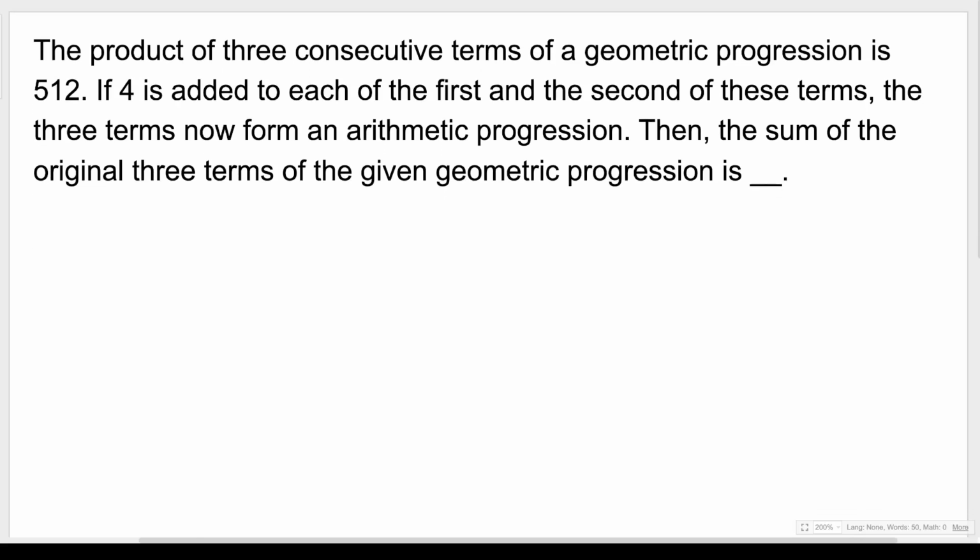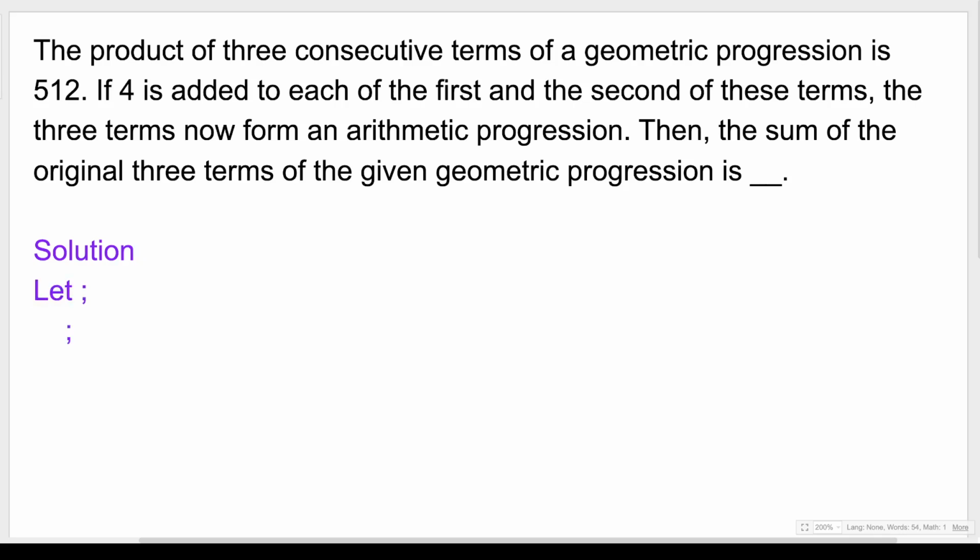Given this problem statement, the product of three consecutive terms of a geometric progression is 512. If 4 is added to each of the first and the second of these terms, the three terms now form an arithmetic progression. In that case, we need to compute the sum of the original three terms of the given geometric progression. So now proceeding towards the solution.